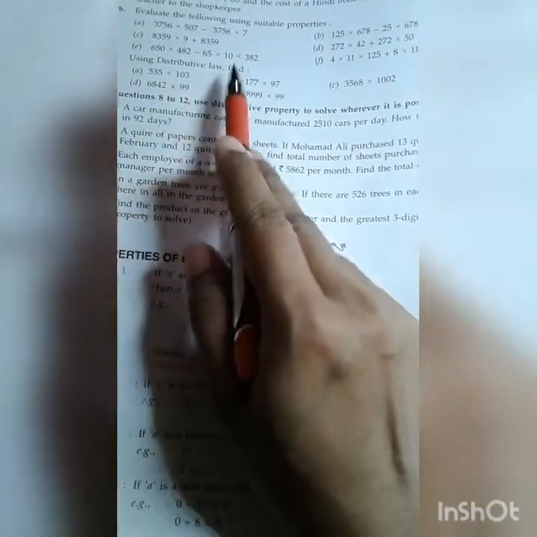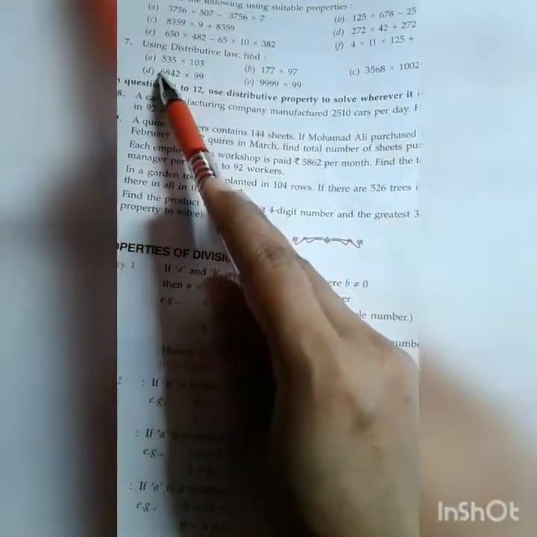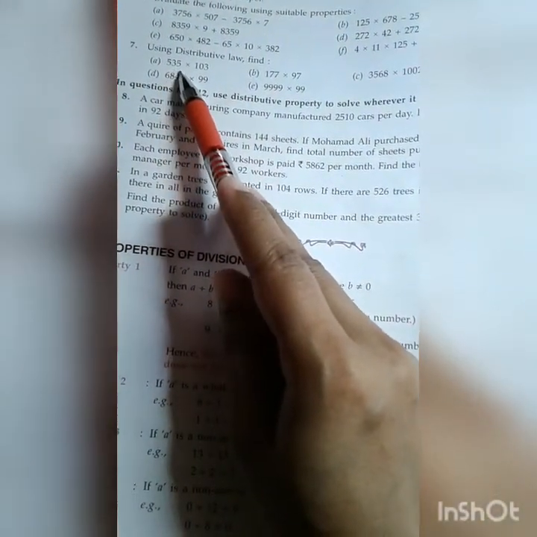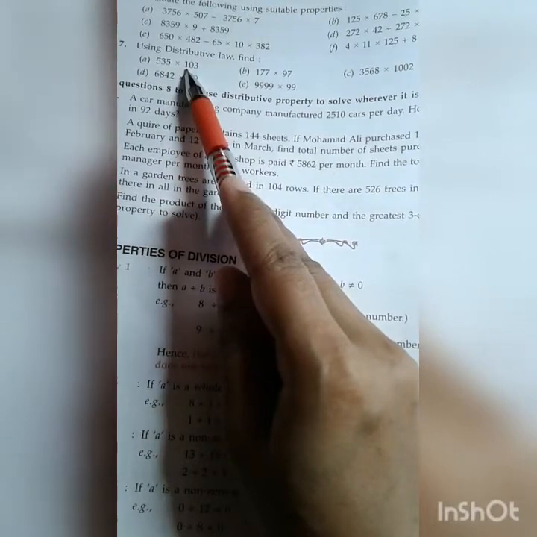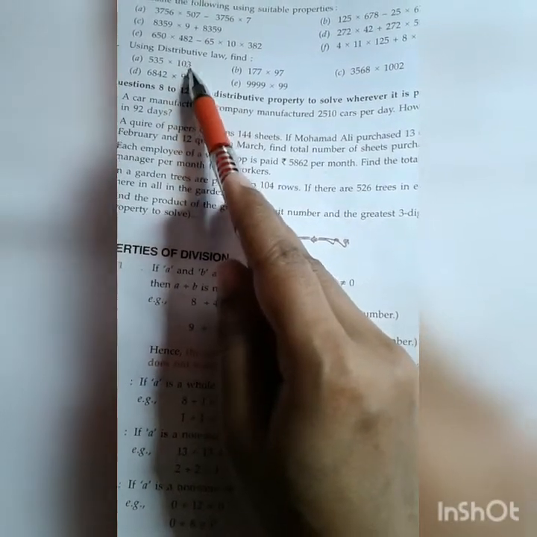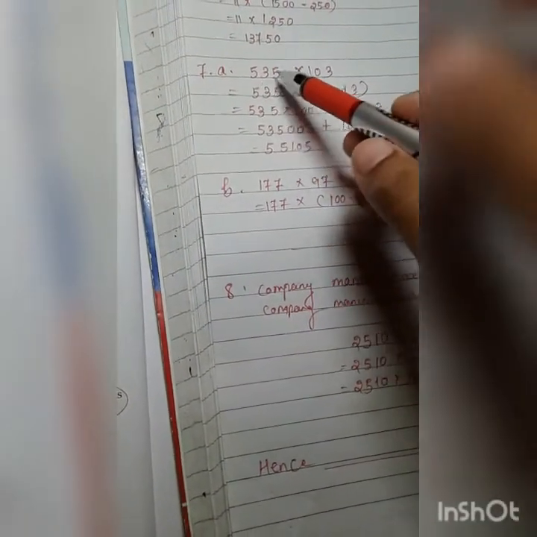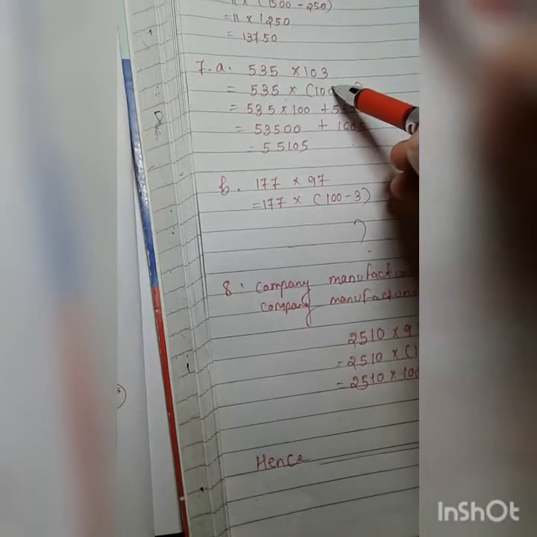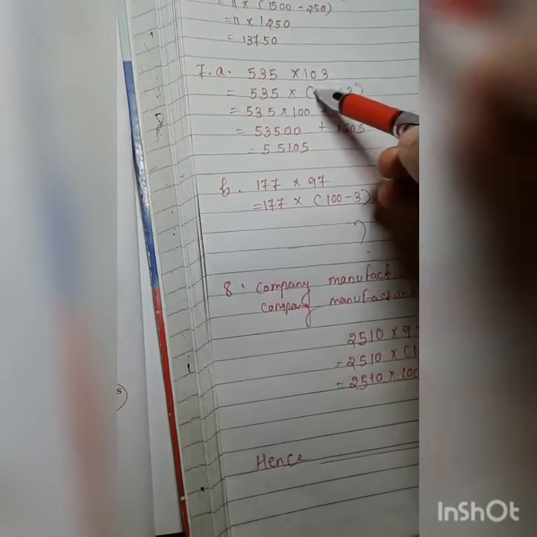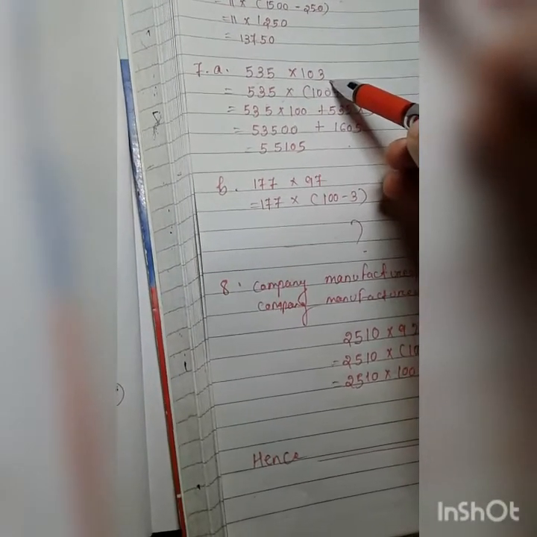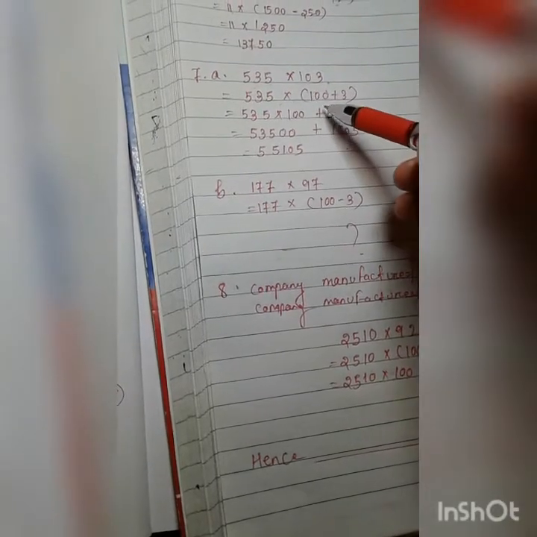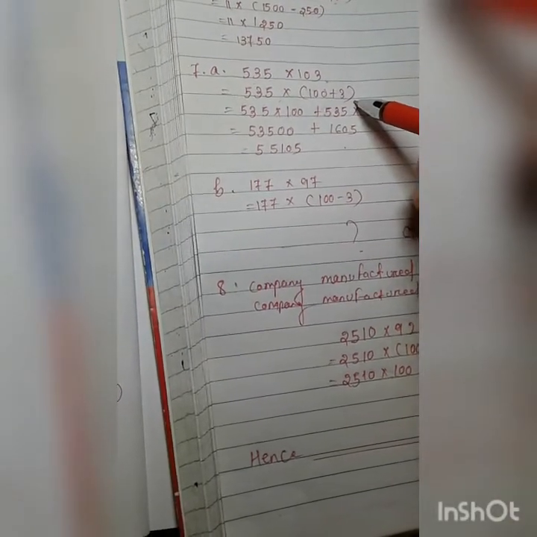Using distributive law, find. Here the question is 535 multiply 103. How do you do it? See properly. Children, 103 means you can write it like this, 100 plus 3.